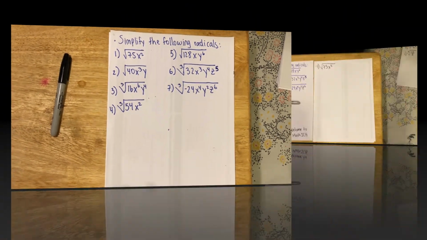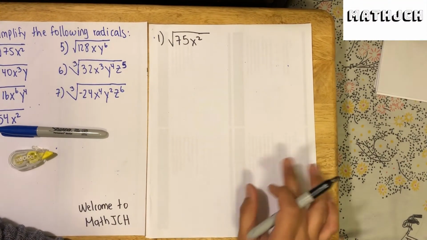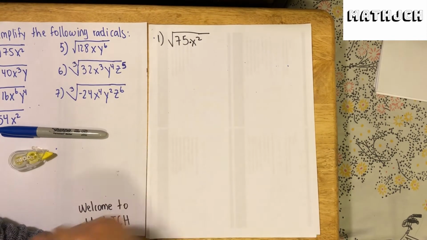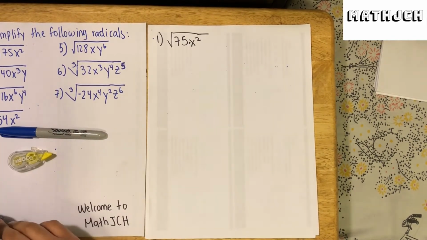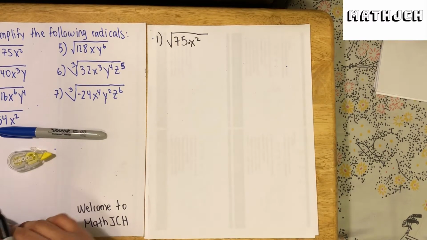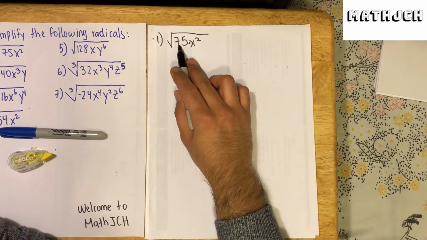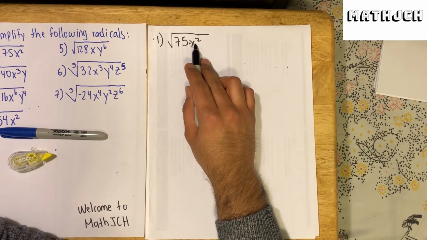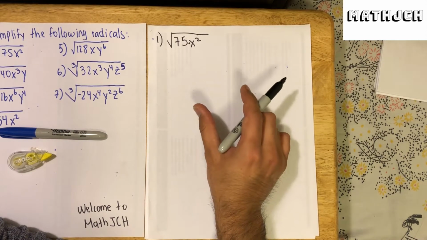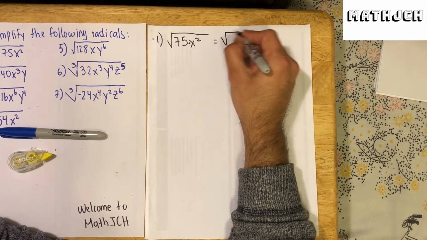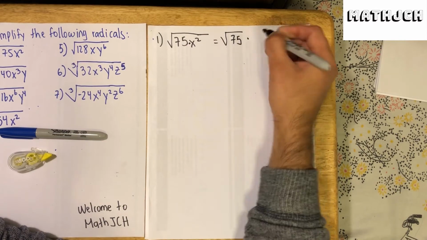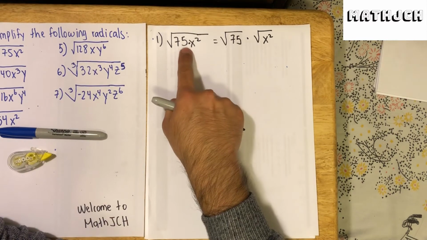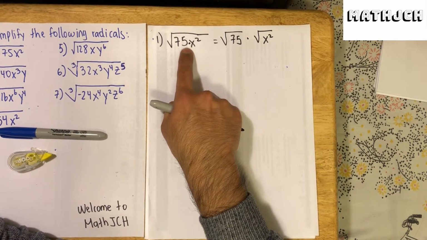So let's start. For the first problem, we have square root of 75 multiplied, since they're together, that means multiplied by x to the power 2. One approach that we could apply, since the number and the letter are multiplying inside the root, we could actually separate them into each one having its own root. So we're going to have square root of 75 times square root of x squared. We could do that because they both are inside the same radical, okay?